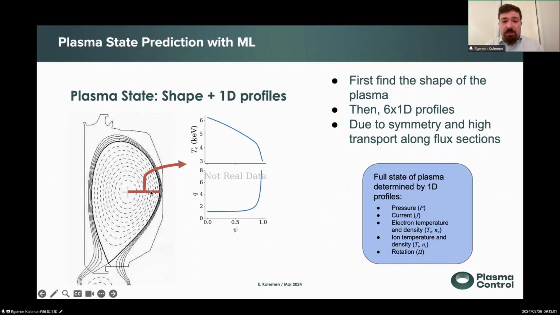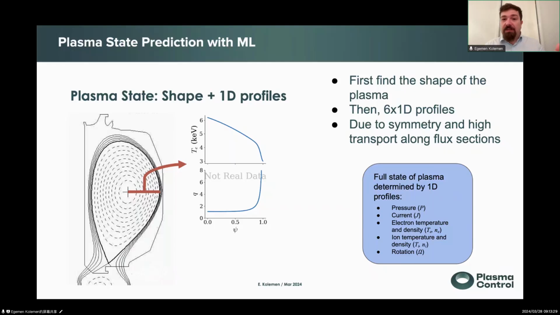So from the core of the plasma to the edge, because this transport around here along this direction, all the temperature here is about the same. So you just need this temperature from core to edge, for example, TE going from core to the edge. So 0 is the center, 1 is the edge. So plasma state, to simplify it, is this shape plus 6 profiles. 6 profiles are the pressure, electron temperature, ion density, etc.